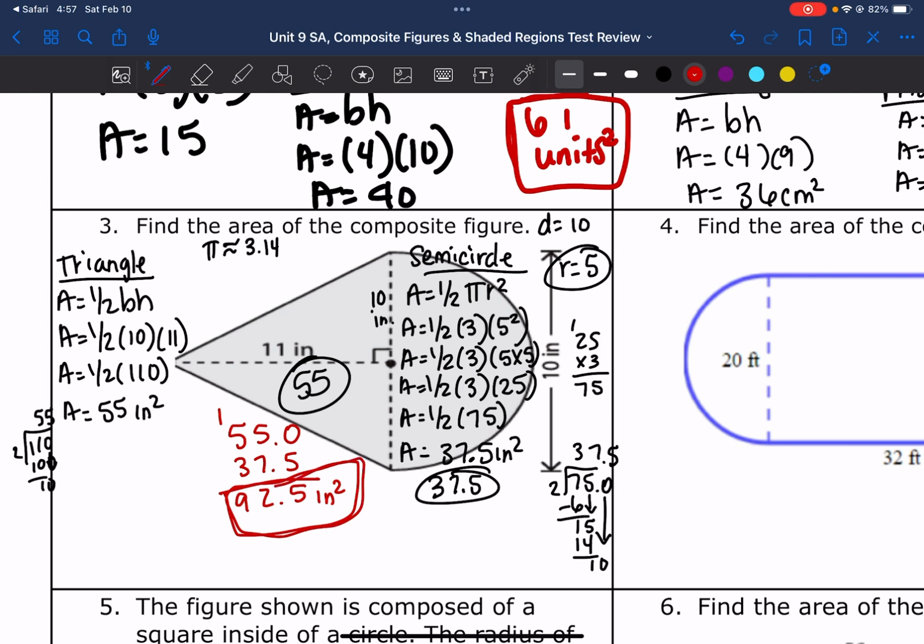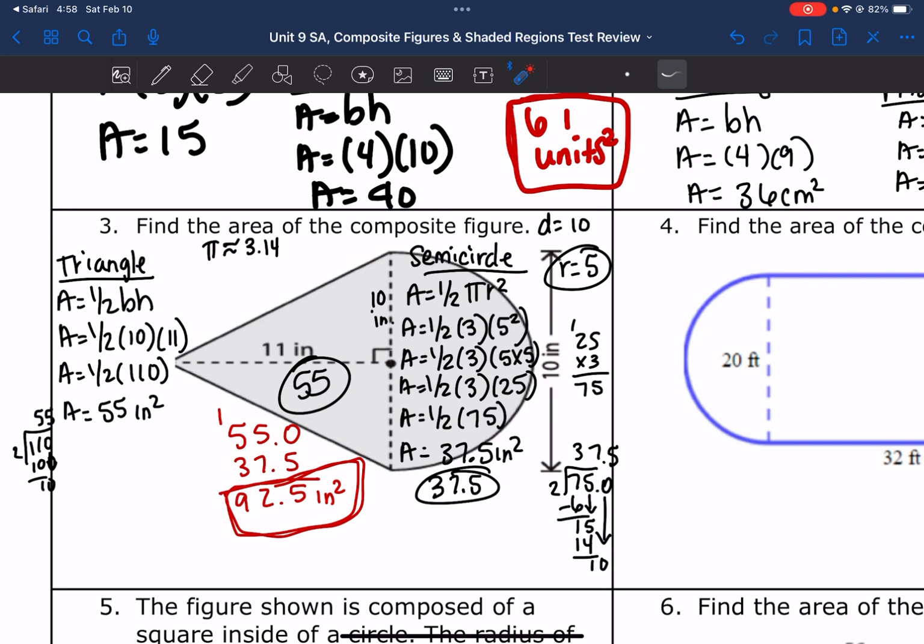Now, if you use 3.14, you are still going to have 5 squared. That doesn't change. The only thing that changes is this. So you're still going to have 25, but you're going to multiply 25 times 3.14, which is going to give you, instead of 75, 78.5, okay? Then when you divide by 2, that is going to give you 39.25 inches squared. Okay?